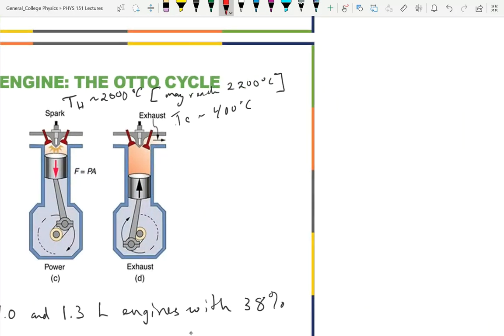So what's the efficiency ideal? We put efficiency Carnot for the ideal efficiency. What numbers do I need to put in here?